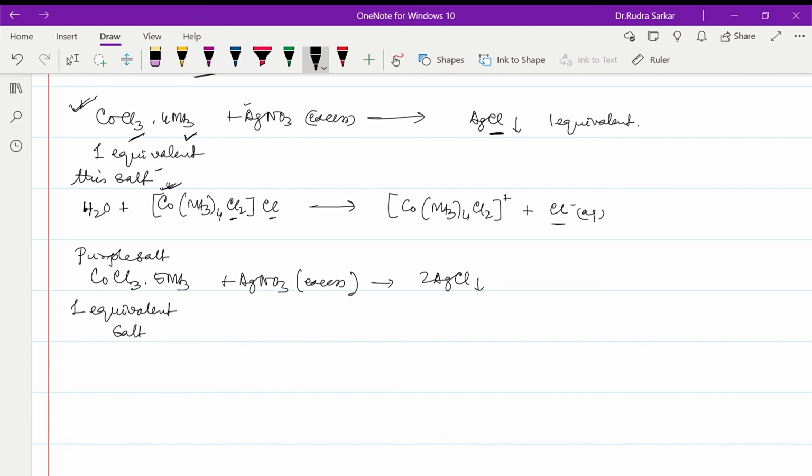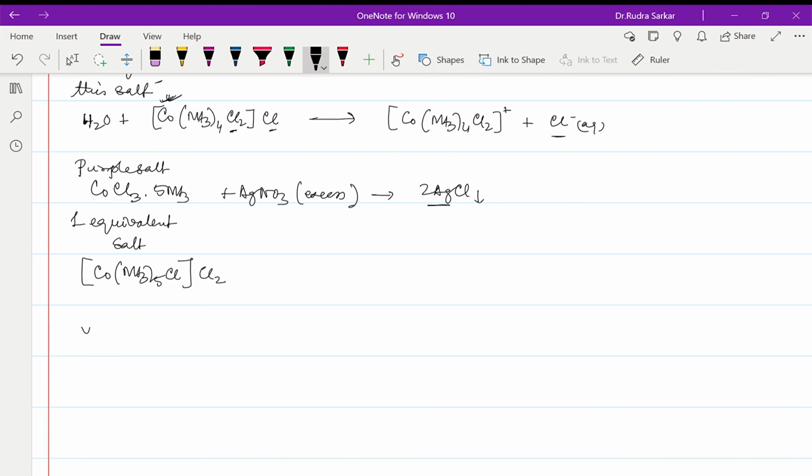So 3? If you are getting the test for 2 chlorine, that means how many chlorine are lying outside the coordination sphere? So 2. That means when you write the formula, you will keep 2 chlorine outside and the rest of the things should be inside. That means the formula is what? This. Do you agree? Okay. Now when he took the yellow salt, which is again COCl3.